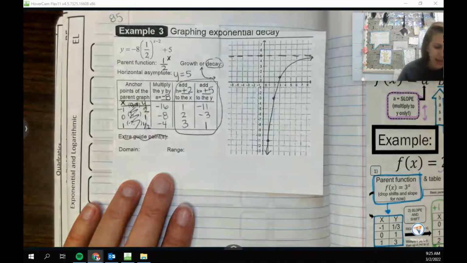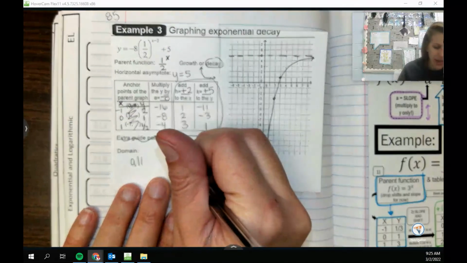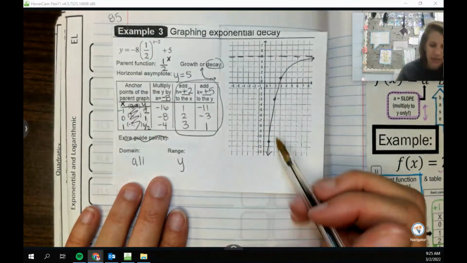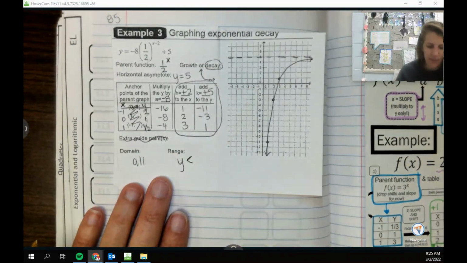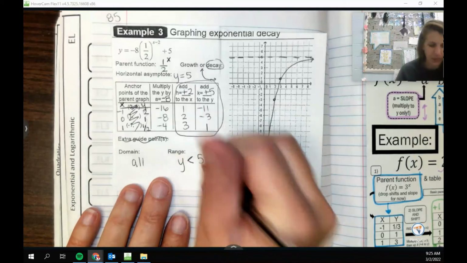Okay, we're not doing that. Domain is always all. Range. This time we're below the line, so we're going to be less than 5 because we're getting real close to 5, but we will never be 5.